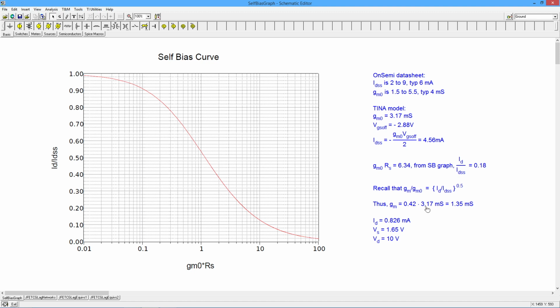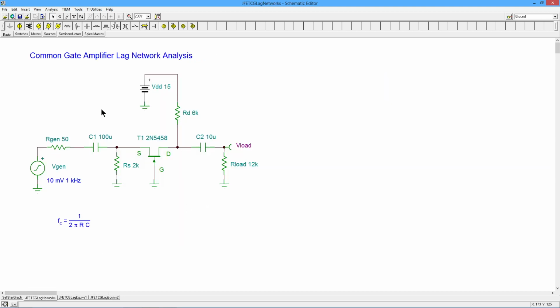Right, so 0.42 times 3.17 millisiemens is 1.35 millisiemens. And that's really what I'm going to need for my future calculations. All right, so let's go back to our original circuit here. And as long as I know about where we're supposed to be, I can do some calculations.